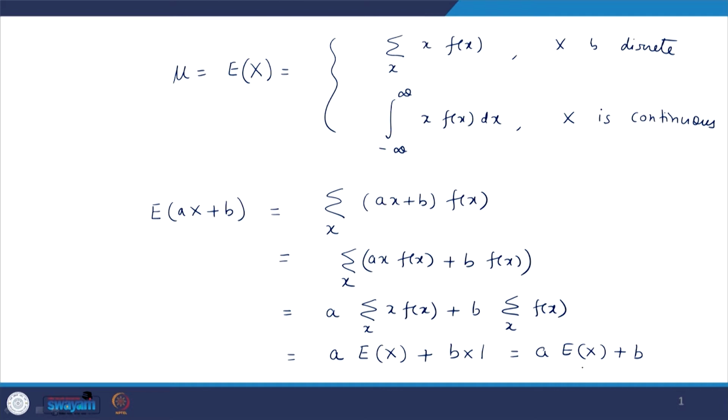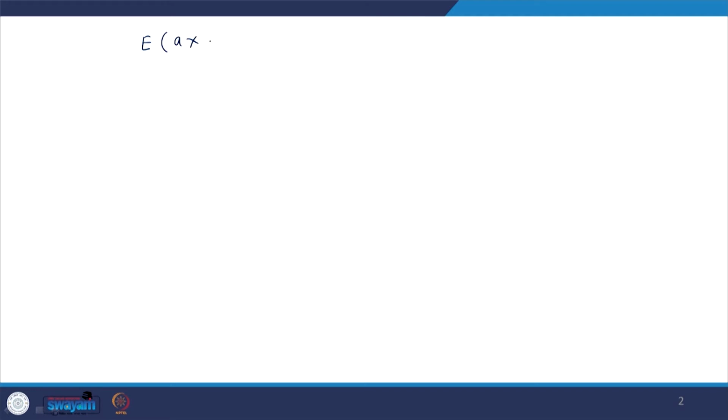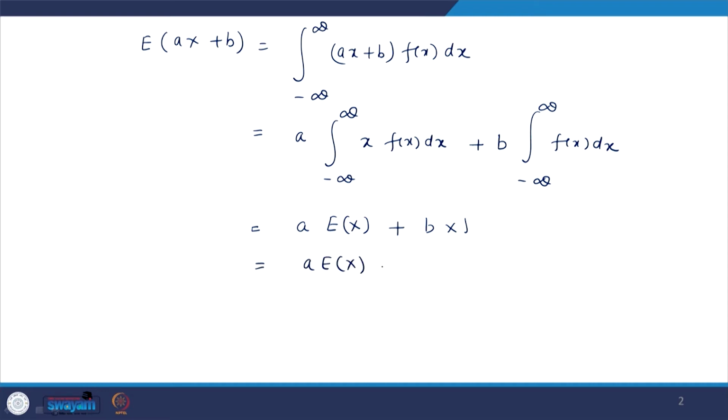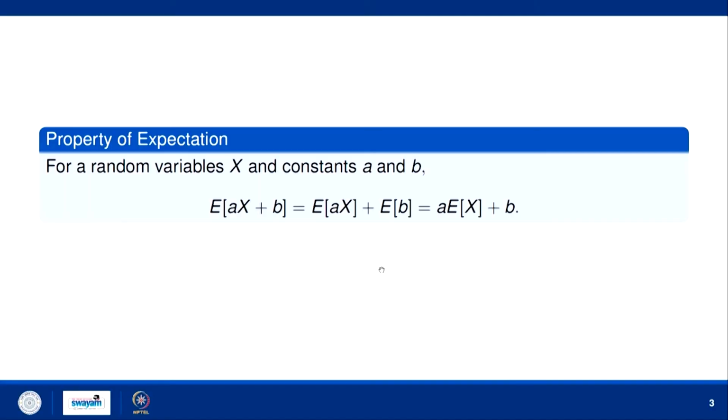Similarly, if x is continuous, the expectation of a x plus b is given by the integral from minus infinity to plus infinity of (a x plus b) times f x dx. This is a times the integral of x f x dx plus b times the integral of f x dx. As per the definition, the first term is the expectation of x, and the integral of f x dx is 1, because here f is the PDF of x. So the expectation of a x plus b is always a times the expectation of x plus b. This is an important property of expectation.